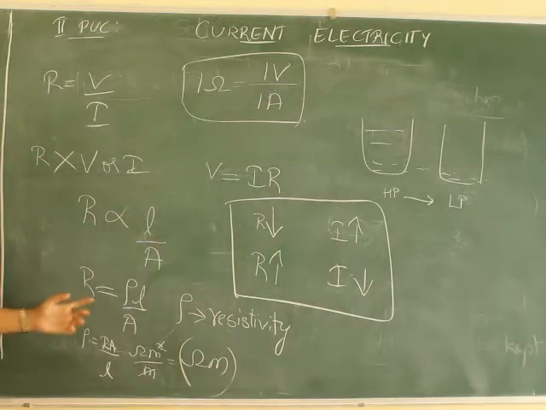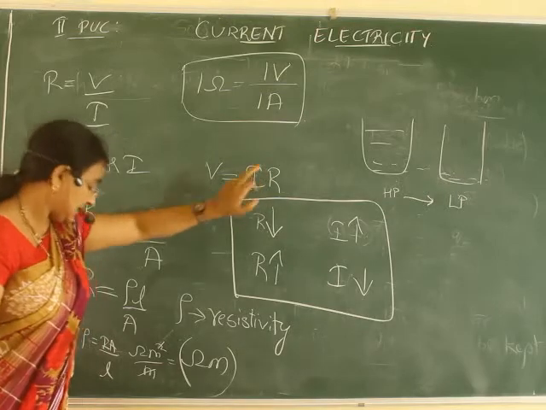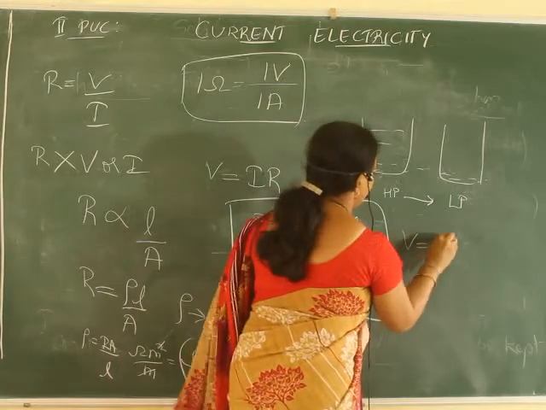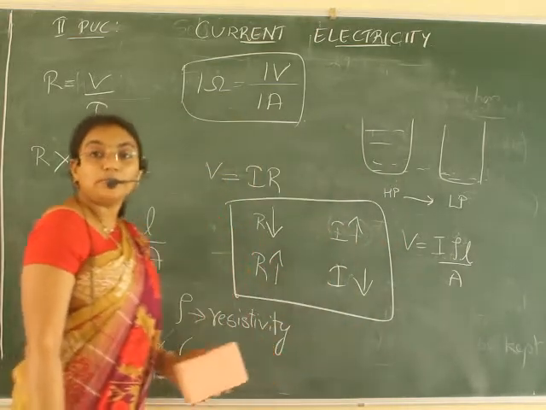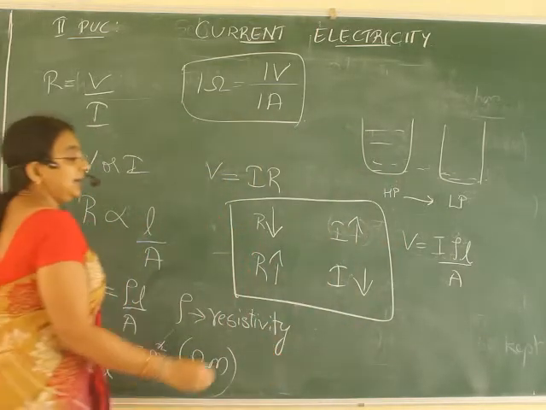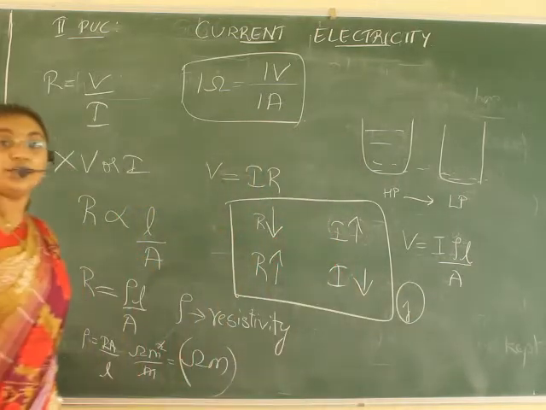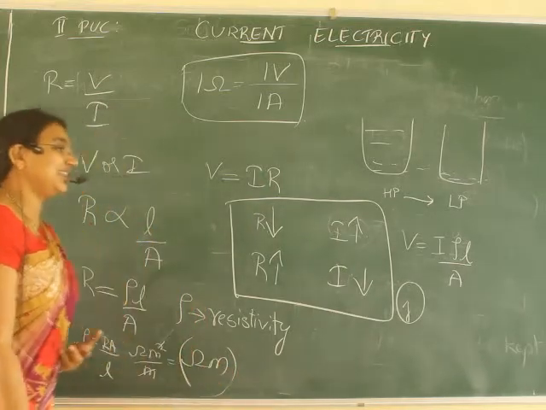Okay, R is equal to rho L by A. Rho is nothing but RA by L. Now, in place of R, if you substitute rho L by A, then the formula is V is equal to I rho L by A. One more thing you should remember, the concept of current density. You know what mass density is: mass per unit volume. Do you know what current density is?